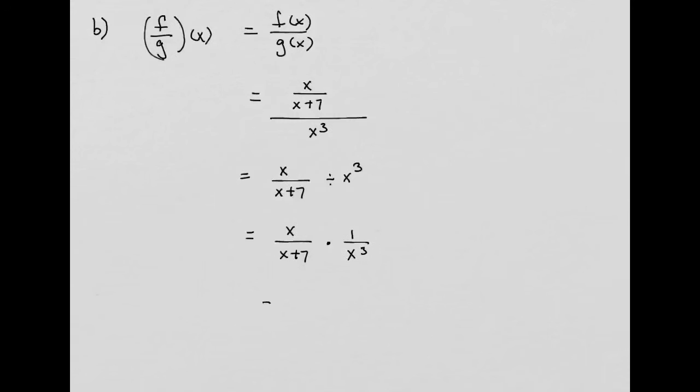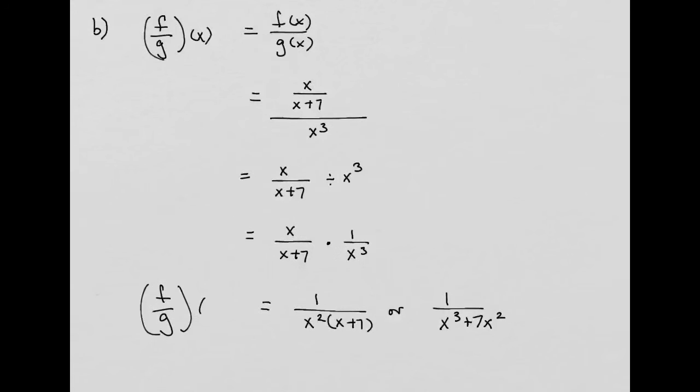And this could be simplified to 1 over x squared times x plus 7, or we can write 1 over x cubed plus 7x squared. And this is f over g of x. And this is the end of the solutions for exam number 1.